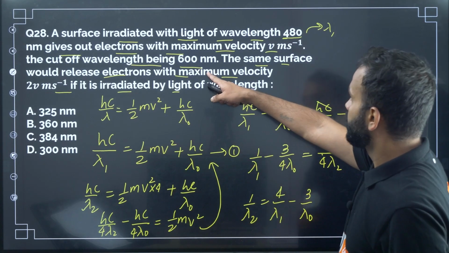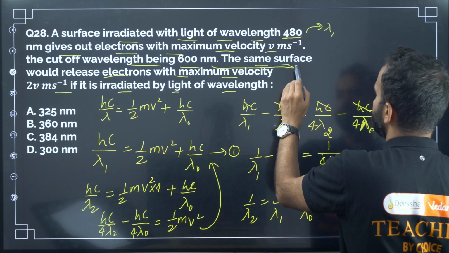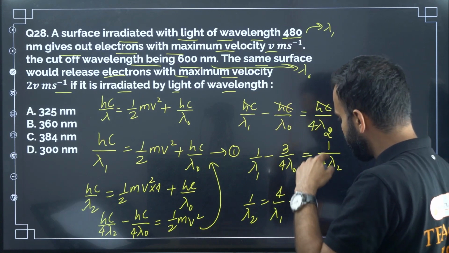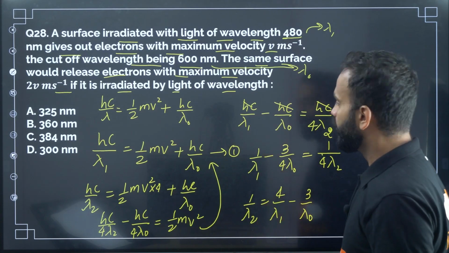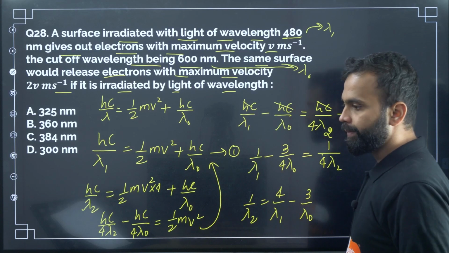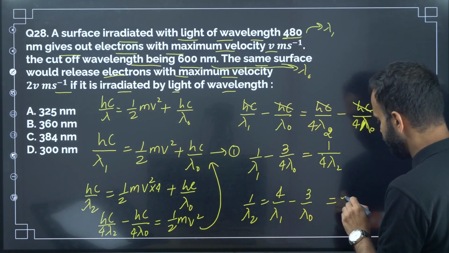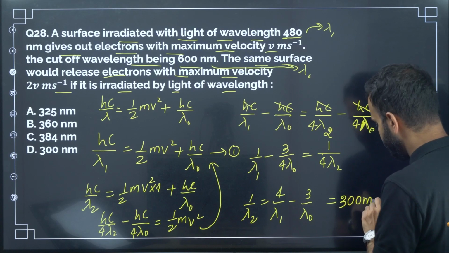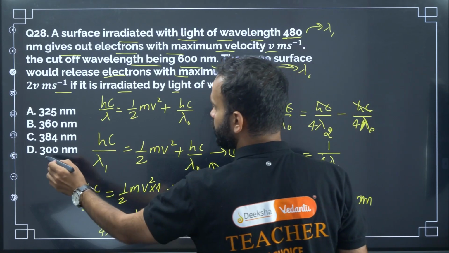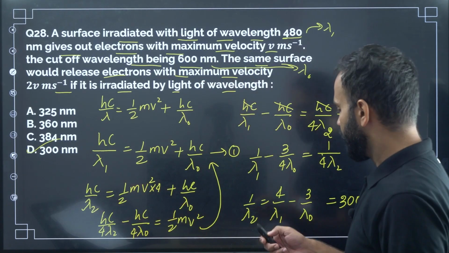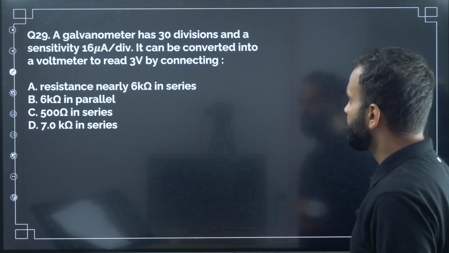So lambda naught is 600 nanometer, the cutoff wavelength, and lambda 1 is 480 nanometer. Substitute, and we will get 300 nanometer. So the correct option is D. Next one, question number 29.